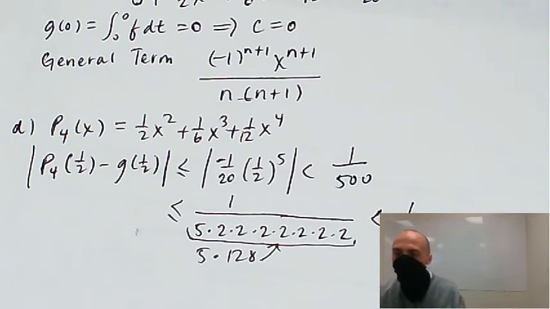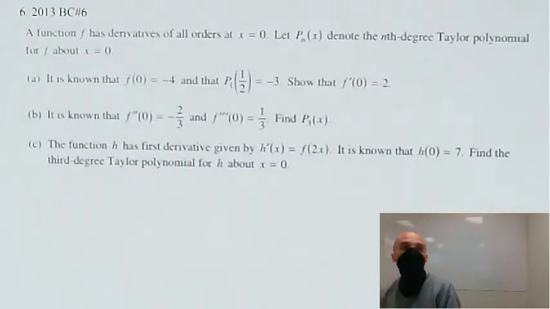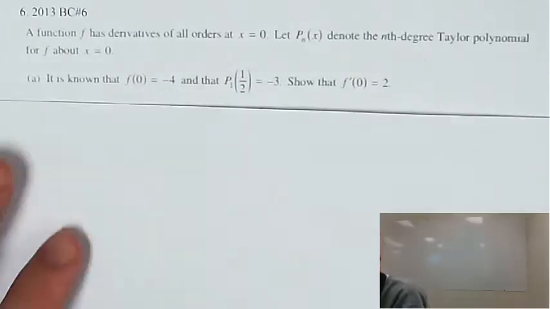That's 2017 BC number 6. All right, the next one I'm going to do is 2013 BC number 6. f has derivatives of all orders at x equals 0. Pn of x is the nth degree Maclaurin polynomial for f. It is known that f of 0 is -4 and P1 of 1/2 is -3. Show that f prime of 0 is 2. Pretty sure I've already given you this problem this year, but you wouldn't recognize it.